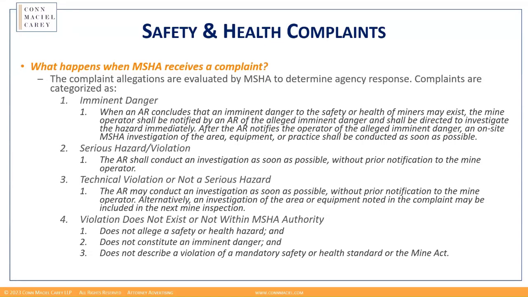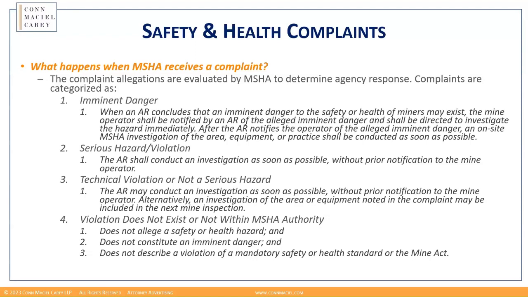If there is a serious hazard or a violation, likewise, they are going to go out pretty immediately, after speaking with the complainant, and conduct that investigation into those areas. There won't be prior notification, but when is there, right? MSHA does not give us prior notification, except for maybe when there is the immediate notification if there is a possible imminent danger. If there's a technical violation or not a serious violation, we usually don't see these, but think like a record keeping, something like that, right?